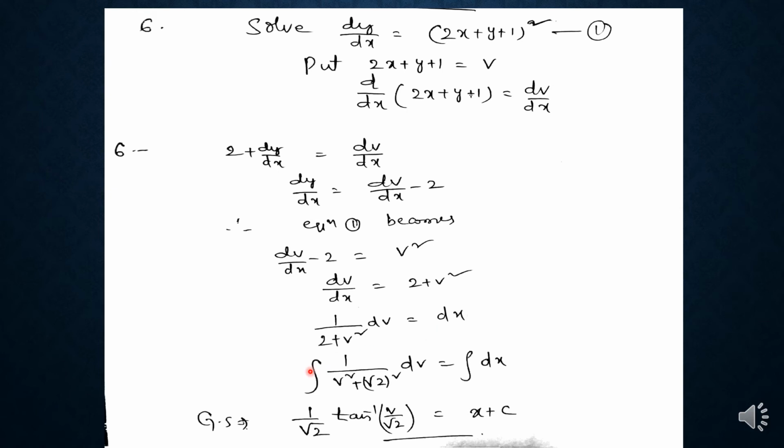Integral 1 by (v square plus 2), which can be written as (root 2) whole square, dv is equal to integral dx. So this is in the form of integral 1 by (x square plus a square) dx, which is equal to 1 by a tan inverse x by a. That is 1 by a, here root 2, tan inverse x by a means tan inverse v by root 2 is equal to x plus c.